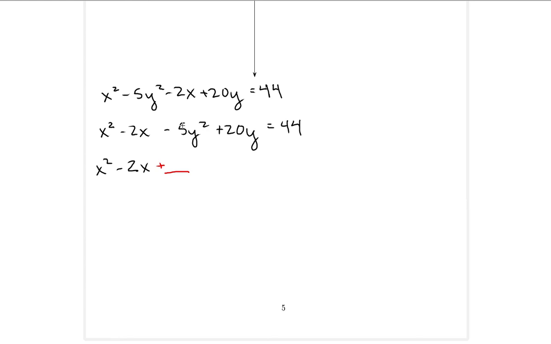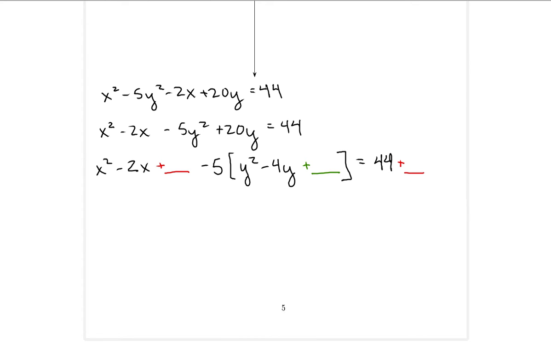And then over here, we have negative 5y squared. Well, I want a 1 in front of my y squared, so I'm going to factor out a negative 5 so that I have y squared, and then of course what I would have here is minus 4y plus something, right? And that's equal to 44. But of course this stuff that we're adding over here on the left side, I can't just do that. I would have to also add it on the right side.